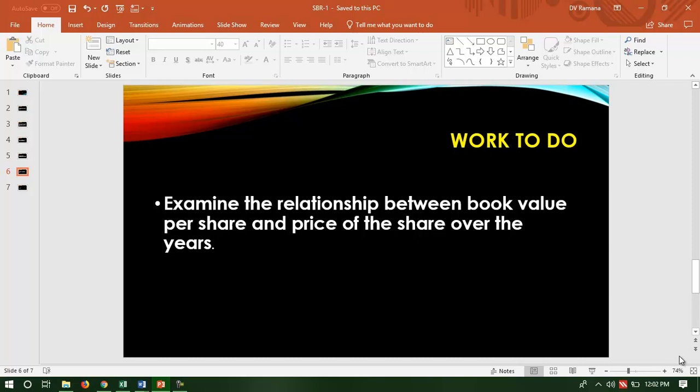Examine whether there is any relationship between the book value per share and the price of the share over the years. Just observe that and see if they are positively correlated, and see whether an increase in book value has also led to an increase in the price, or something else.